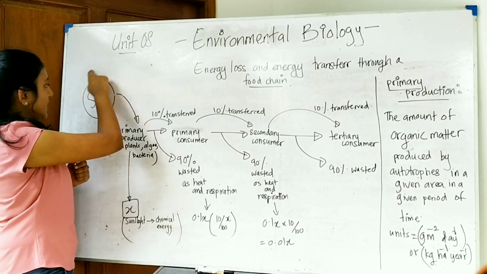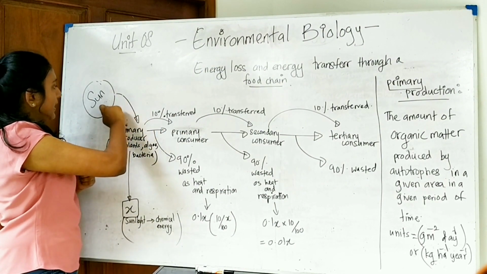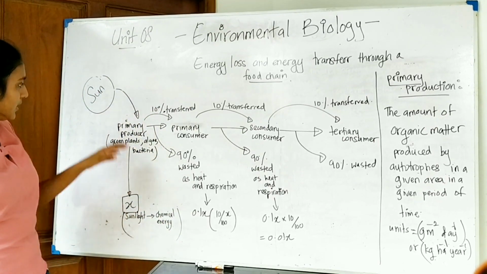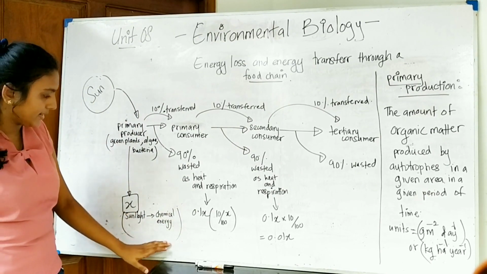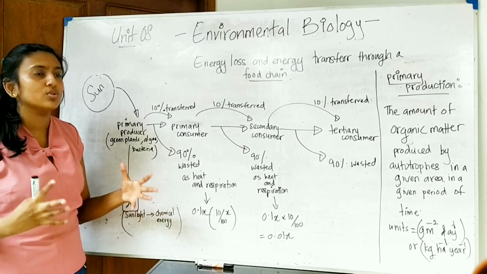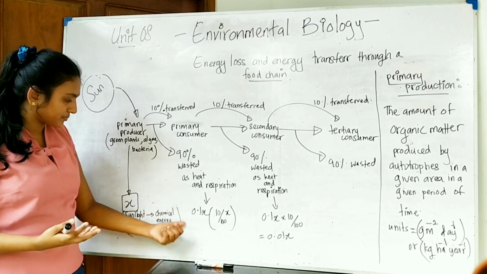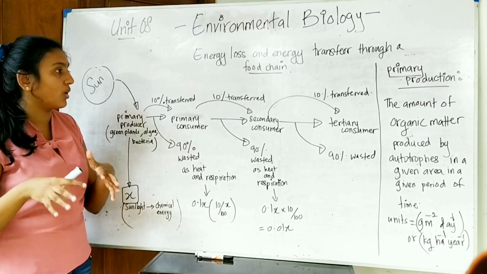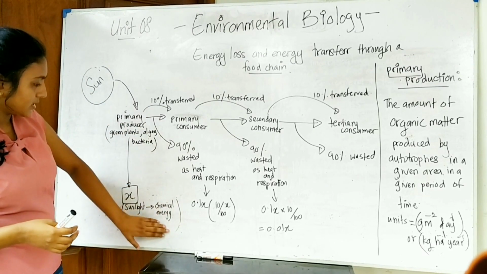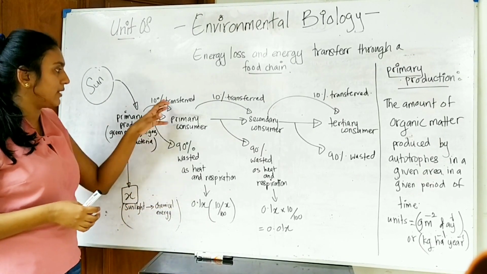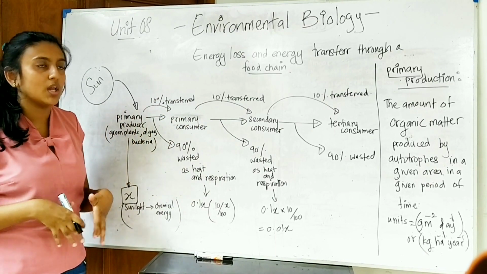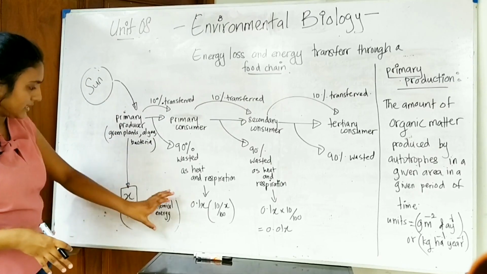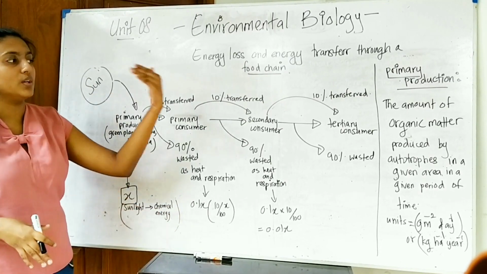Now, some part of the radiant energy of the sun is fixed within the primary producers, as we said. Sunlight is fixed into chemical energy, and this chemical energy is used to produce organic matter, right? So not just the 90% that was wasted, but also the 10% that is transferred and stored within the tissues. All the energy received from the sun that is converted to chemical energy is used to produce organic matter.